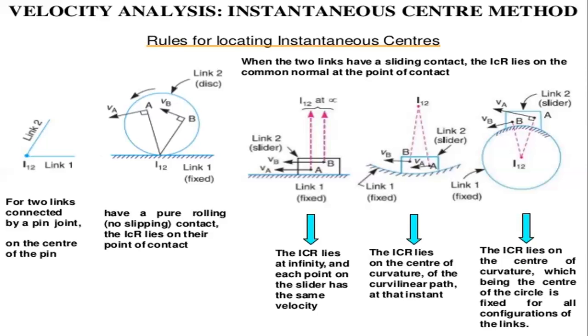And the last one lies on the center of the curvature. The instantaneous center of rotation lies in the center of the curvature, which is the center of the circle, and it is fixed for all configurations of the links. So these are the different rules and different sections of the instantaneous center.